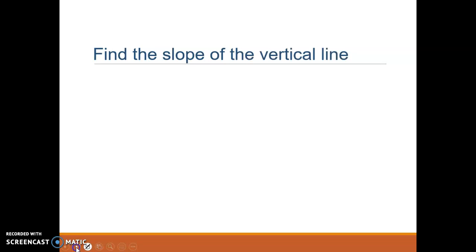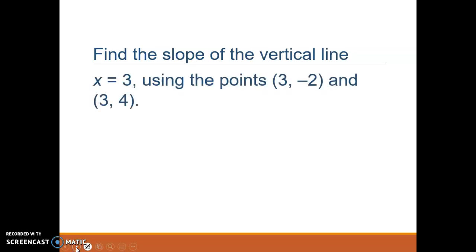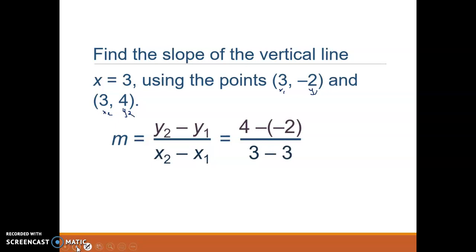Let's find the slope of this vertical line, x equals 3, using the points (3, negative 2) and (3, 4). The first thing we're going to do every time is label our x1, y1, x2, and y2. After we've done that, we'll then write our formula. M equals y2 minus y1 over x2 minus x1. We'll then substitute in what we know, 4 minus negative 2 and 3 minus 3. Notice again, we're using parentheses to protect our negative. Make sure that you do that. On the top, 4 minus negative 2 is just 4 plus 2, 6. And the bottom, 3 minus 3 is 0.